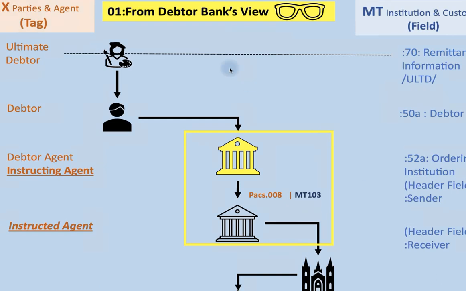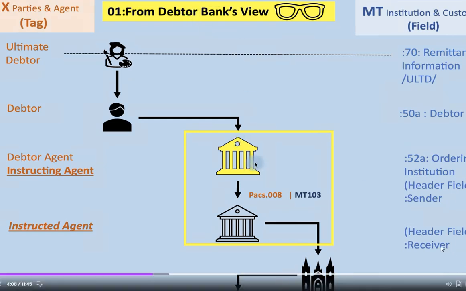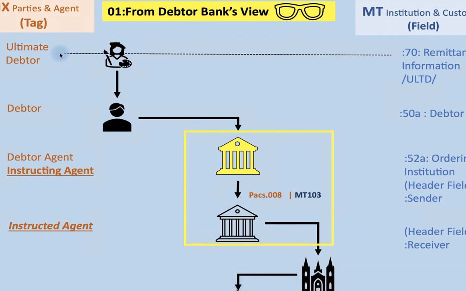So this is the second view where we are seeing from the debtor bank's view. Here this yellow box has been shown. In general, all things will remain the same. Ultimate debtor is on both sides of MT and MX. Debtor also, and debtor agent also remains the same. The changes come in instructing agent and instructed agent.